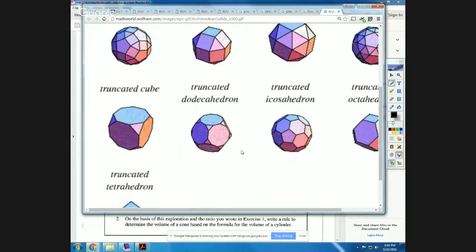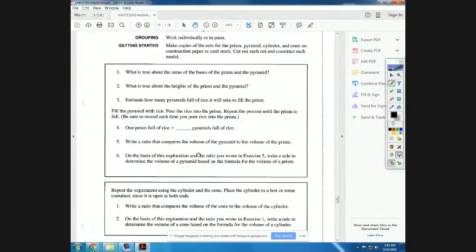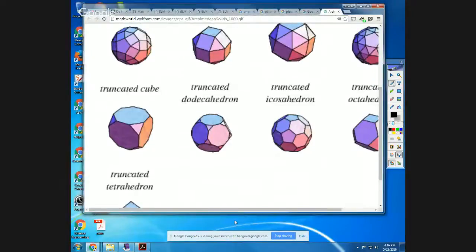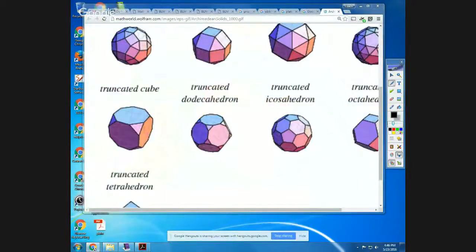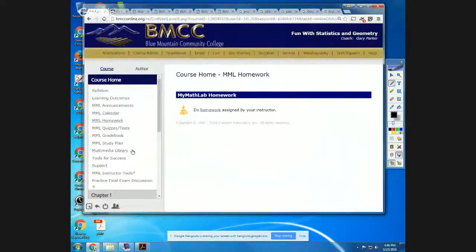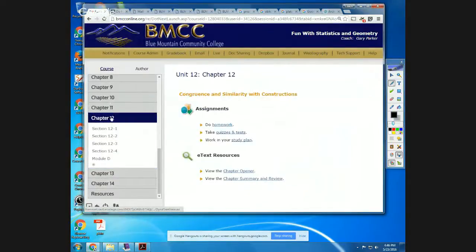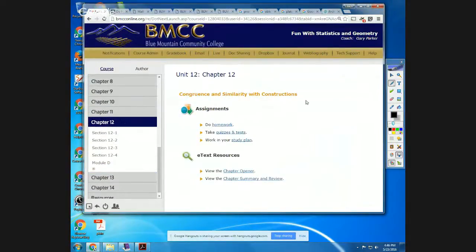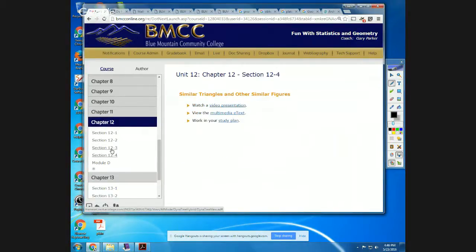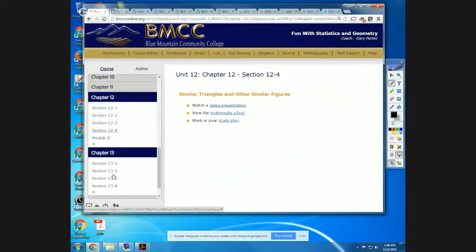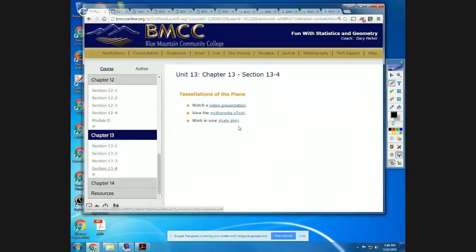Other kind of cool things that we could do for artsy geometry. We skipped over chapters 12 and 13 in the book, and there's some really cool stuff in 12 and 13. Chapter 12 is about congruence and similarity in construction, and 13 is about congruence and similarity with transformations. And in there, they get to an idea called tessellations. Tessellations are in 13. Yeah, tessellations of the plane.